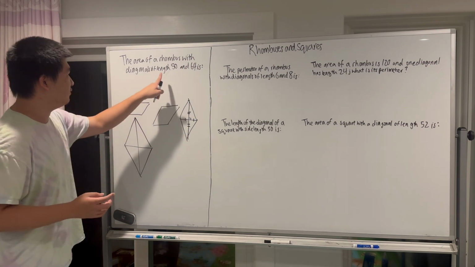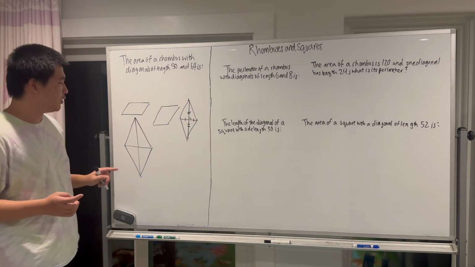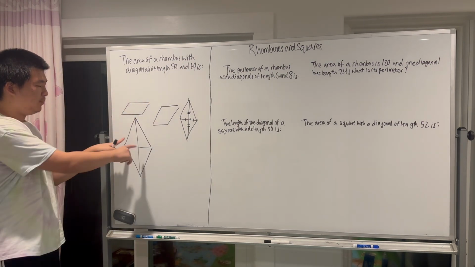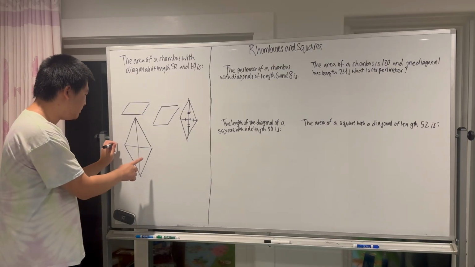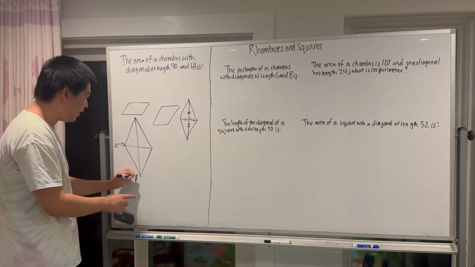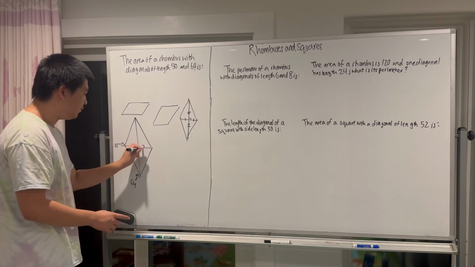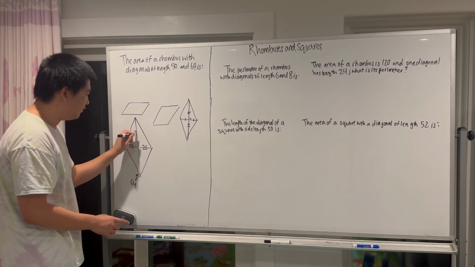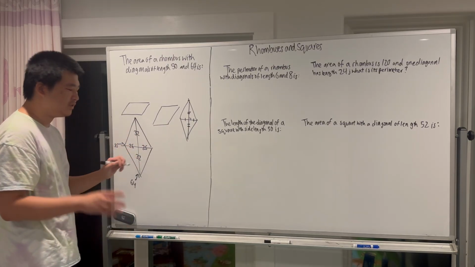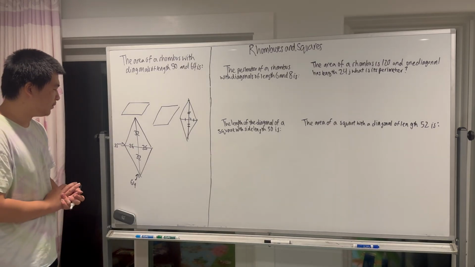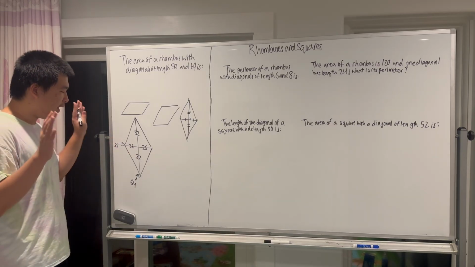If the diagonals are of length 50 and 64, it might be easier to draw them in the bisected form. So in other words, this entire thing is 50, and this entire thing is 64, but here we can write 25, 25, 32, 32, to make it a little bit easier to understand what's going on. Now, how can we find the area of this rhombus?